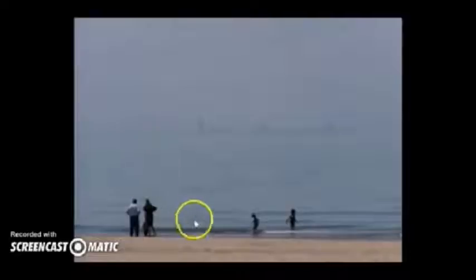And again, I point this out with the people standing on the beach. You can clearly see these are not inverted buildings. Clearly, they're there. And again, the Chicago skyline, just for reference.